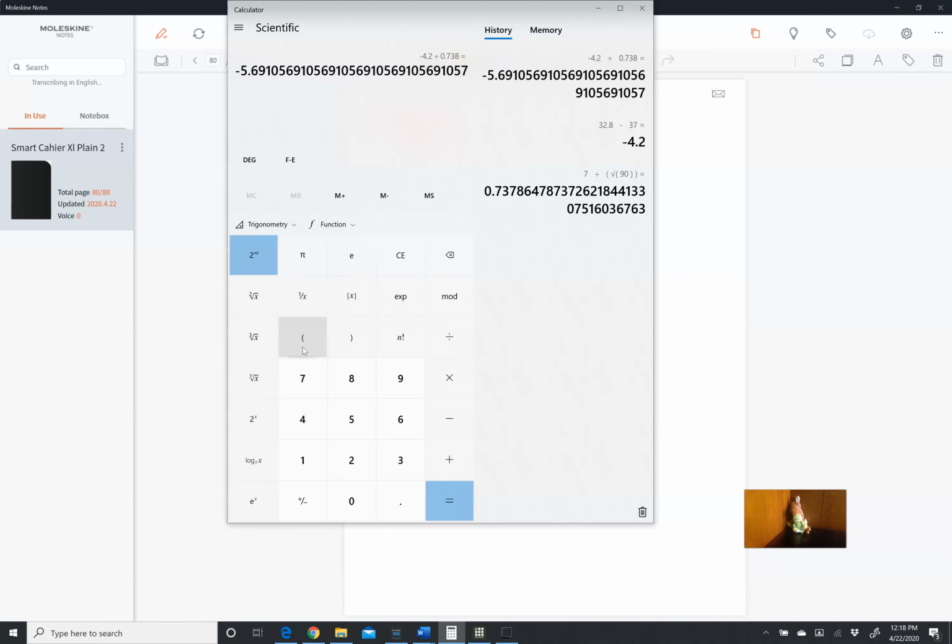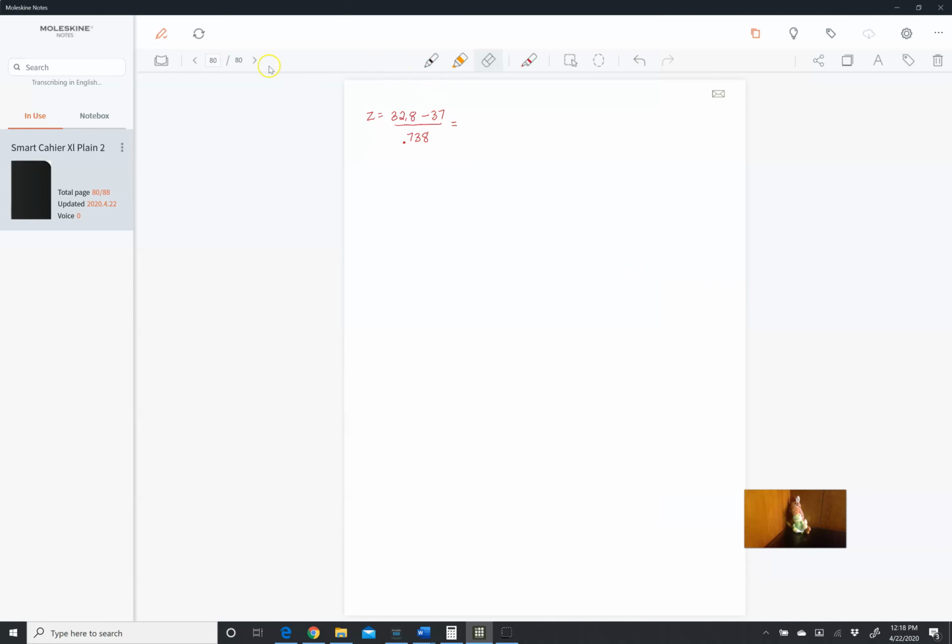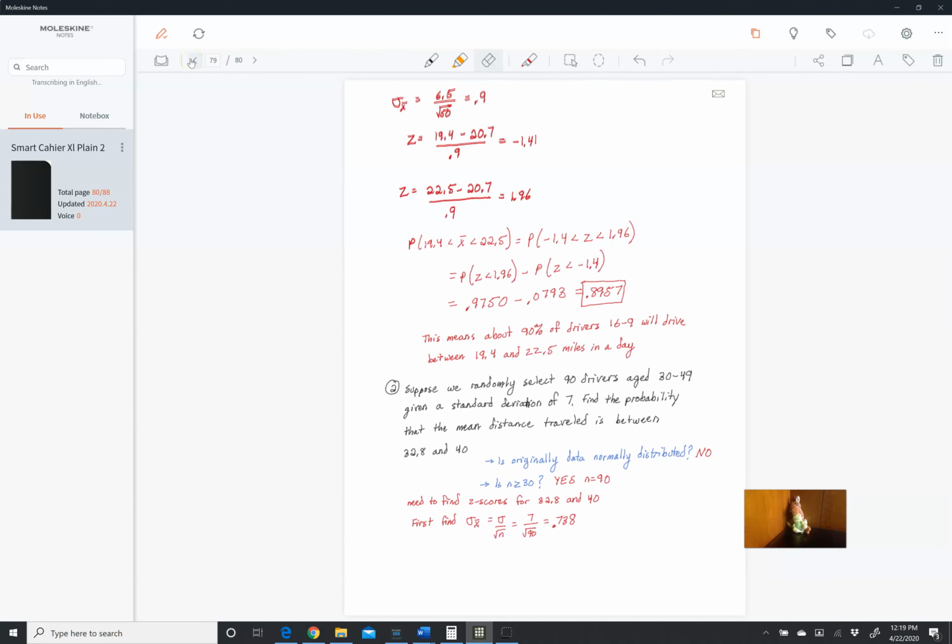Okay, hang on, I might have to change these numbers. Let's change these numbers. I'm going to change the problem just a little bit so that our numbers aren't so crazy, because that was like negative 5.6. Let me go back. Let me change this, instead of 32.8 to 40, let's change it to 36.8.